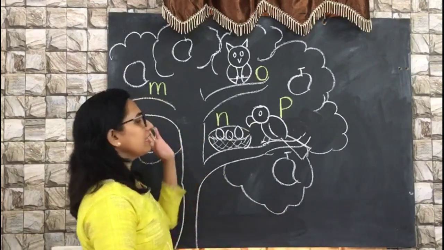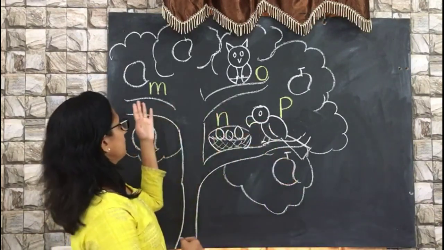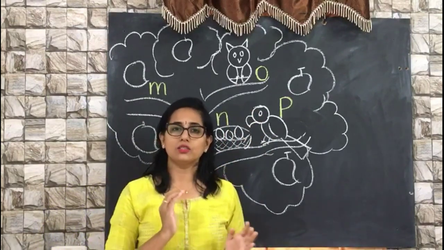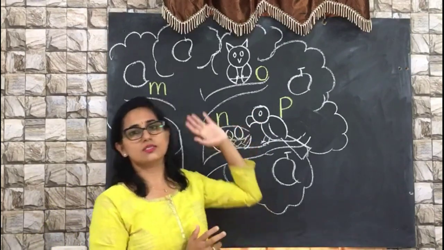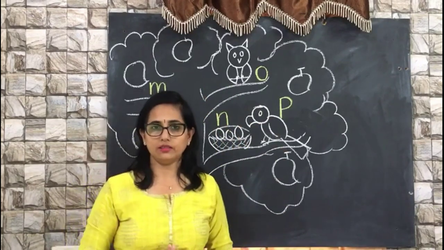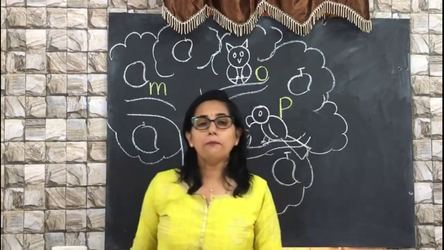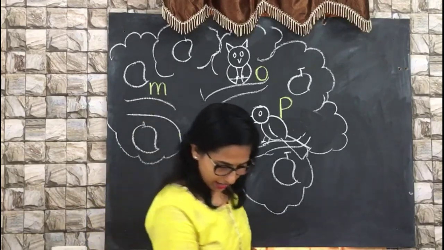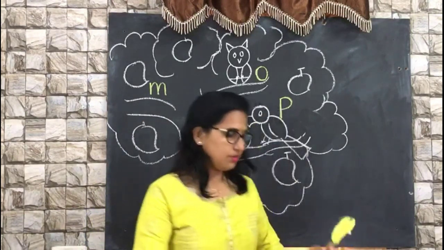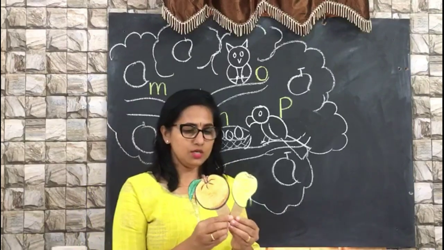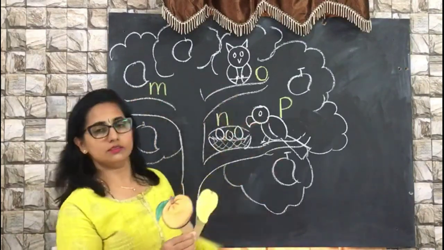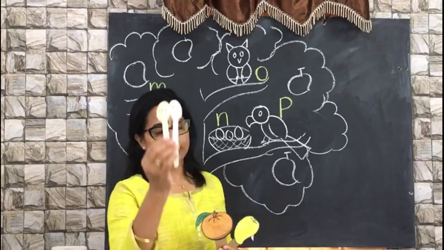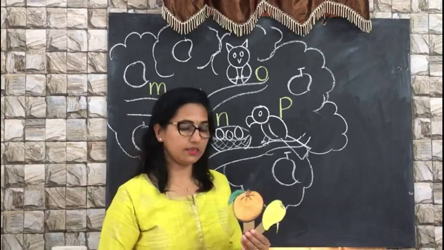After narrating the story of each letter M, N, O and P, we want to make our children a little more thorough with the sounds. So how do we do that? Yes, through a game. The playway method is the best way to teach our children. I have some pictures here, related to the topic you are taking that day. I have some pictures as well as letters. Now the game begins like this.